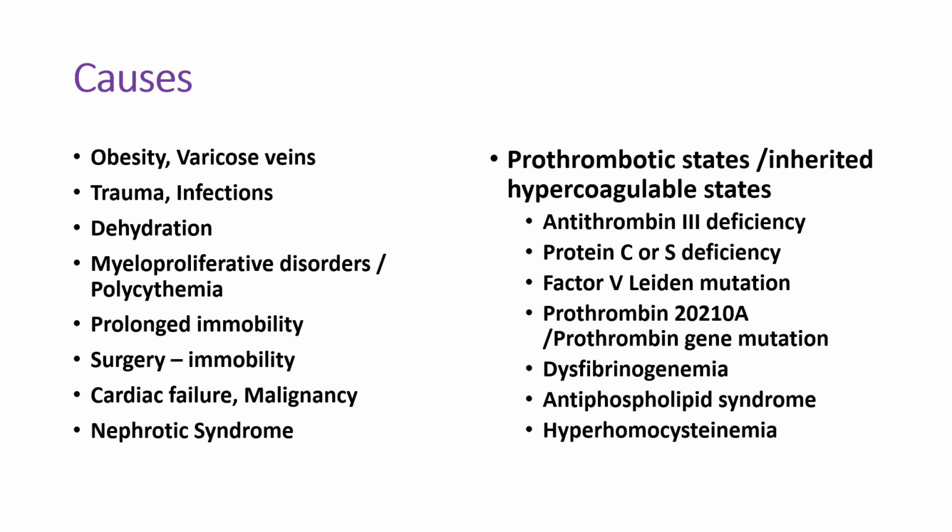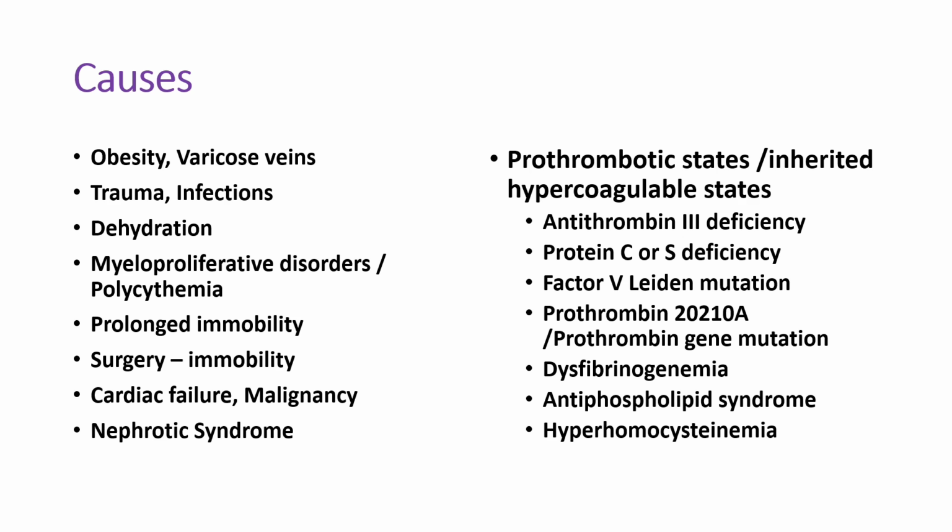We can see various causes for venous thrombosis: acquired causes or inherited causes. Acquired causes are obesity, varicose veins, trauma to veins, infections, severe dehydration, myeloproliferative disorders like polycythemia, prolonged immobility, post-surgical time. Same immobility is the reason for that. Cardiac failure, malignancy, nephrotic syndrome. These are the common causes for venous stasis and thrombosis.